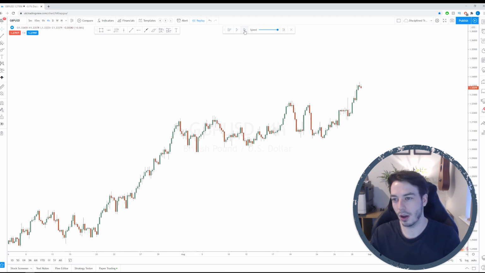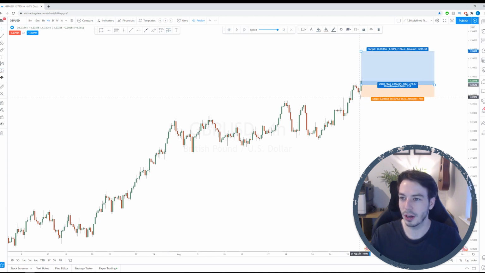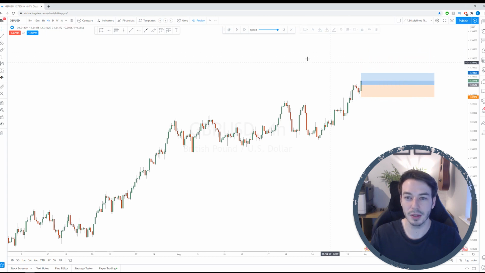Okay, so we've broken a high here, for example, using that simple strategy that we were using. We could say, okay, well, stop goes below, target's 1 to 1. Let's see if this works.